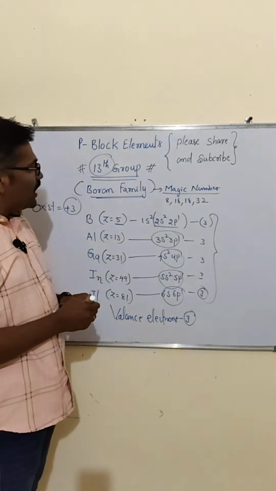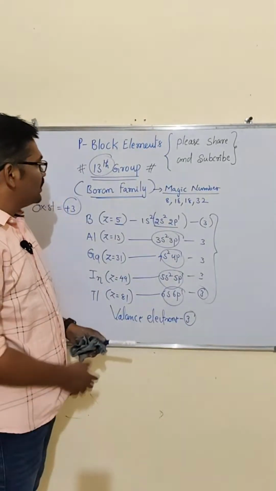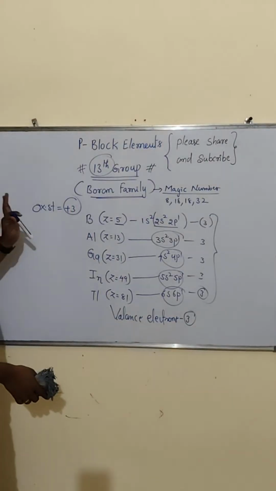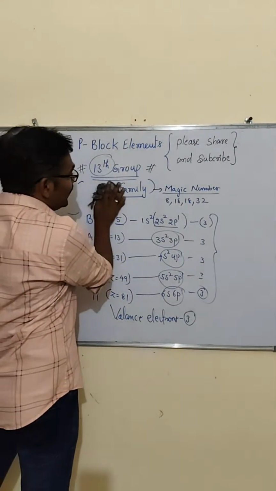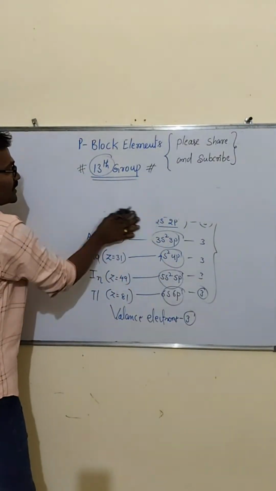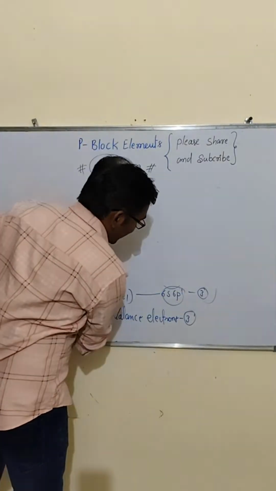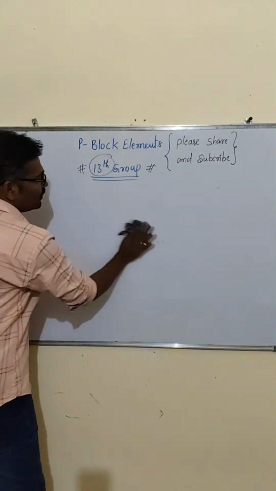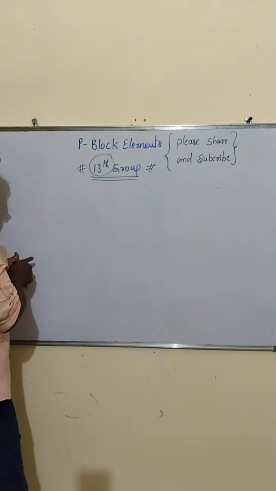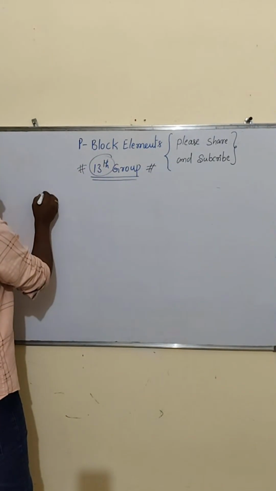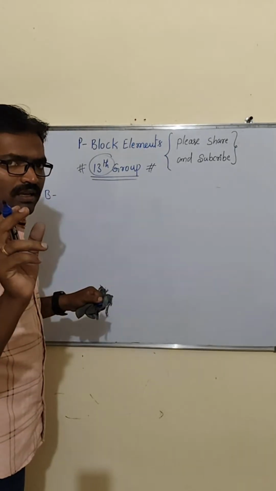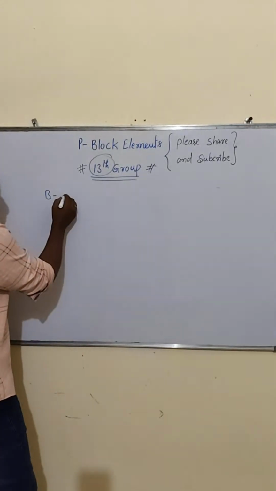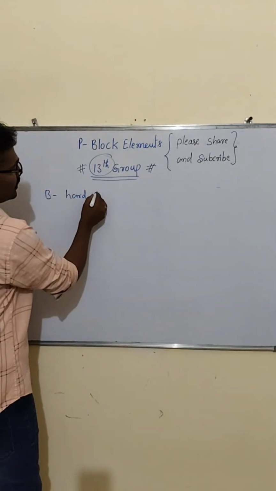One by one we have to discuss these. First we discuss boron, the main important element in the family. What is boron? What characteristics does it have? First, boron is a hard substance.